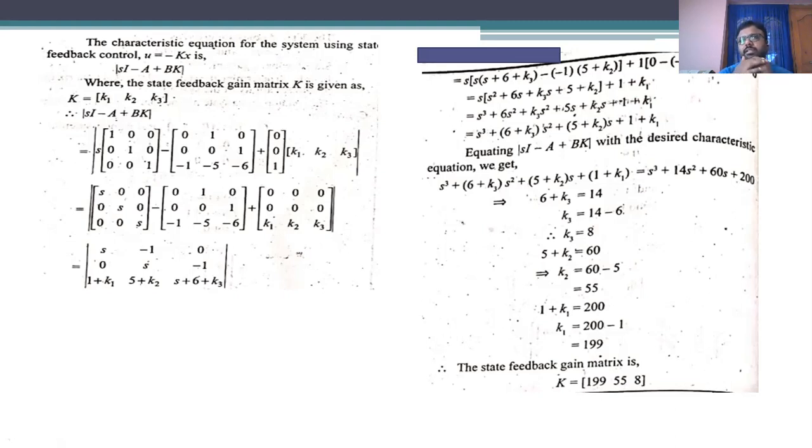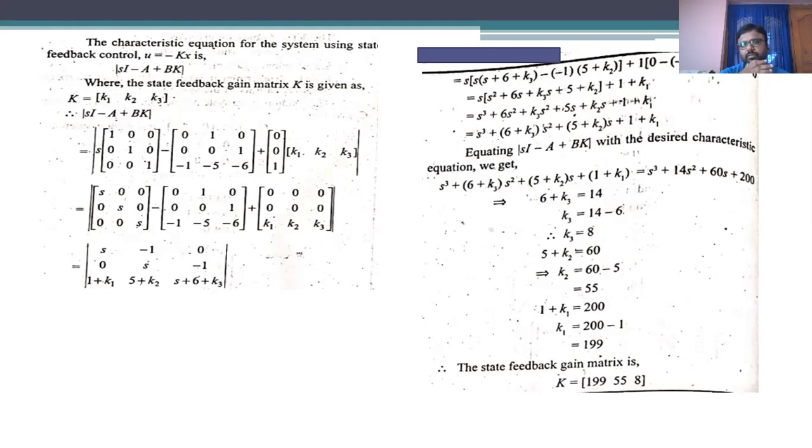That means initially we have to check whether this system is controllable or not, and after that we have to obtain the desired characteristic equation based upon the closed loop poles, and after that we have to obtain the characteristic equation with the expression SI minus A plus BK, and after that we have to equate these two characteristic equations, and evaluate the elements of the state feedback gain matrix.